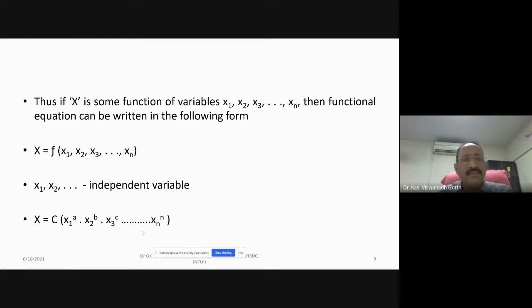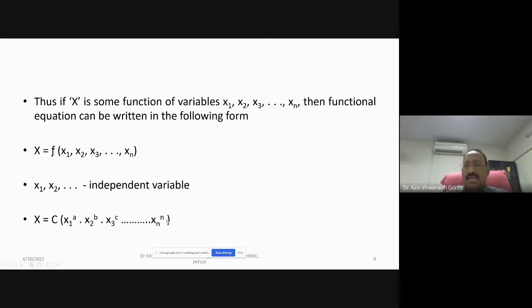You got the point? x is equal to f of x1, comma, x2, comma, x3. That is a functional relationship. In the case of the exponential equation, x is equal to some constant c into x1 to the power a. So x1 is the independent variable which is raised to power a, multiplied by x2 to the power b, multiplied by x3 to the power c, and so on, xn to the power n. This is what is called the exponential equation using Rayleigh's method.